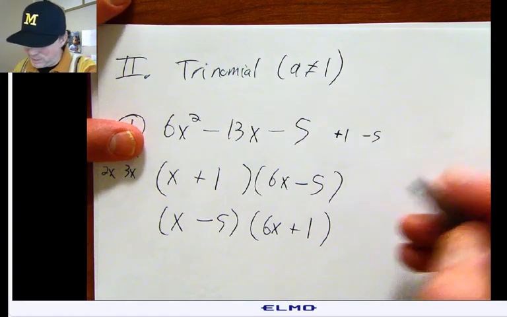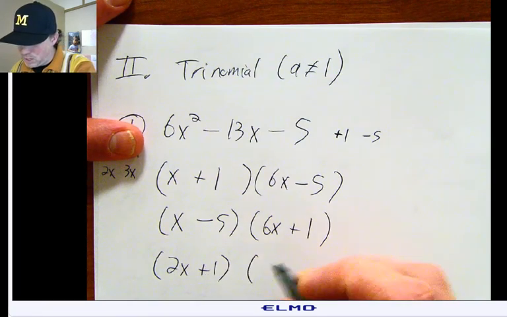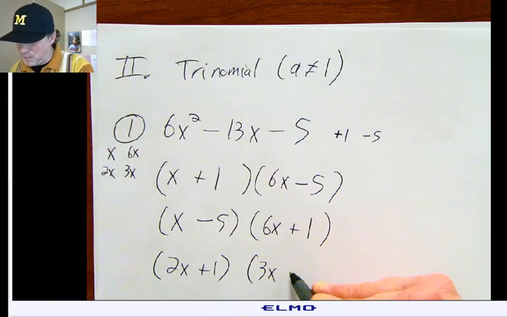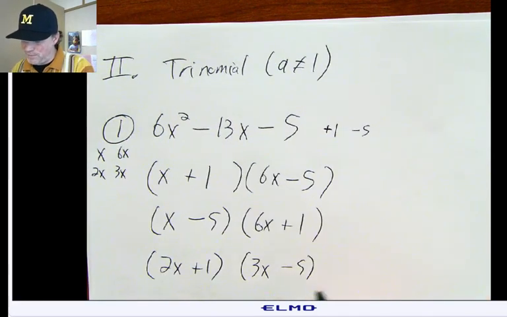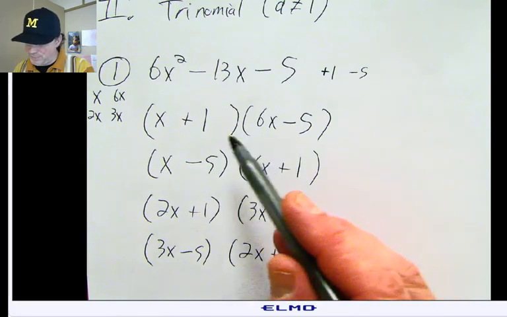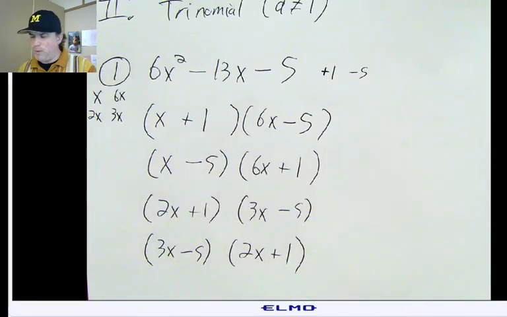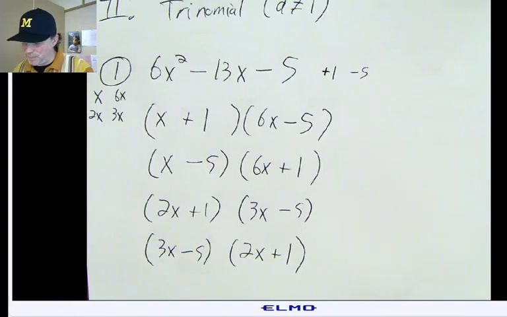Next, the 2x and the 3x. So 2x plus 1 and 3x minus 5, or the 1 and the negative 5 could be the other way around. And it could be 3x minus 5 and 2x plus 1. These are kind of the 4 different possibilities. It could also be, instead of positive 1 and negative 5, the negatives could be switched, but we'll figure that out as we're doing this next thing.